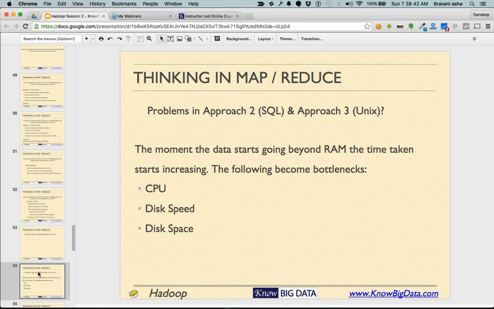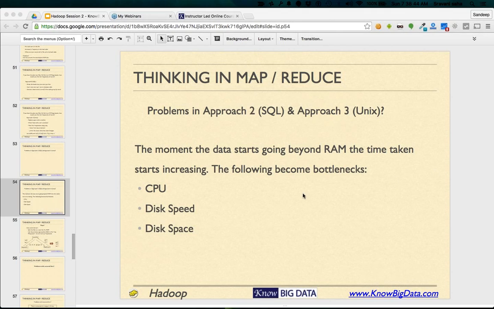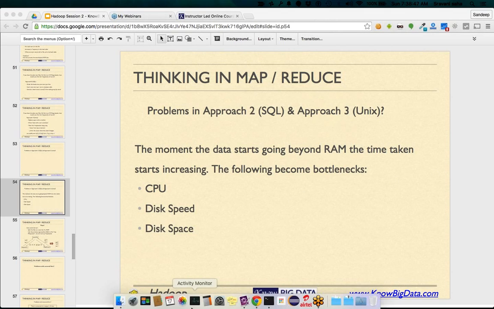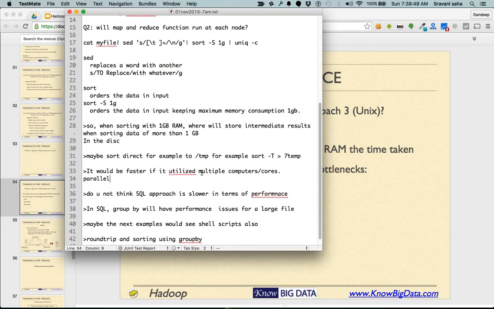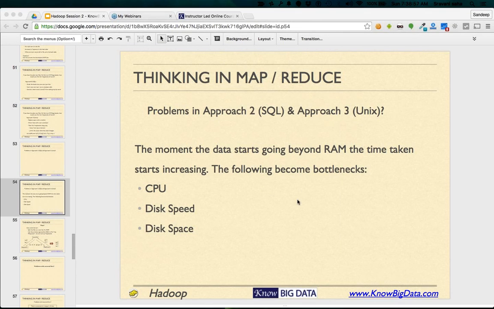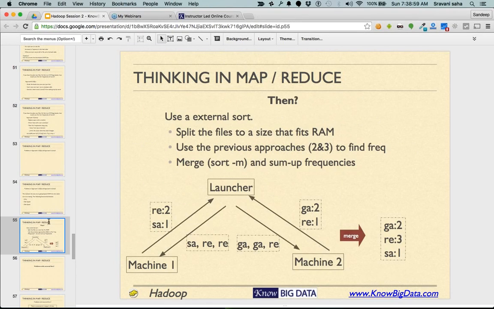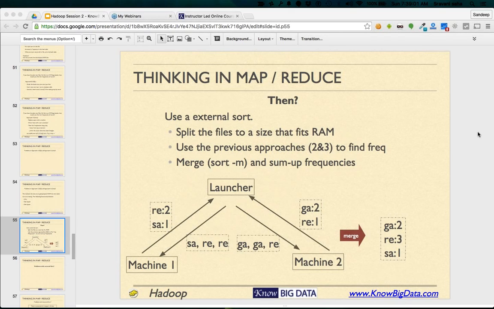Now, what do you suggest? So Peter was suggesting something interesting here. He was saying using multiple computers or multiple cores. Anybody else?